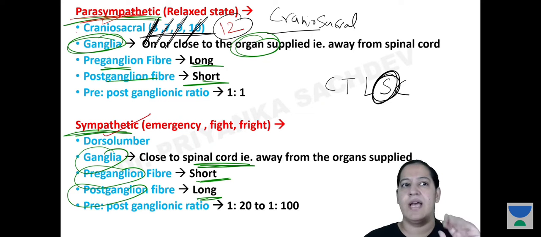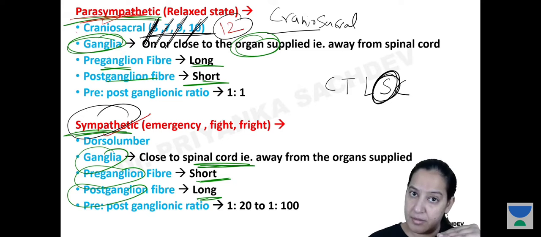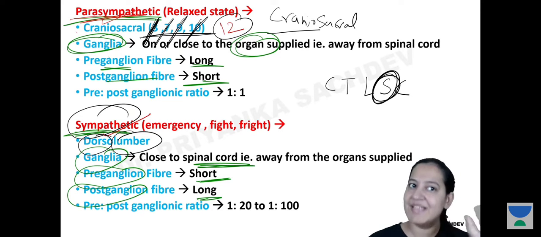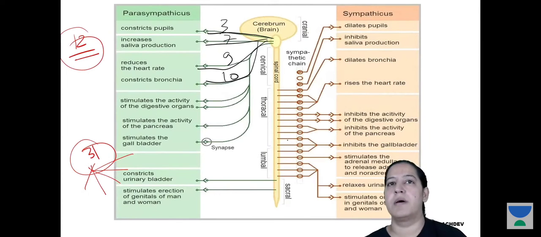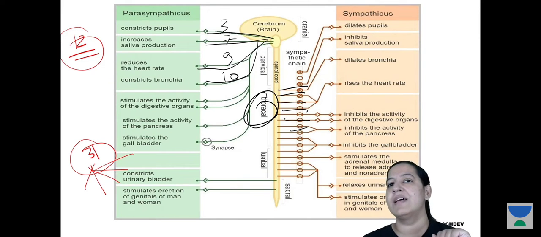It is craniosacral. If we talk about parasympathetic, none of the 12 cranial nerves is sympathetic. From the spinal nerves, only the thoracic and lumbar nerves are sympathetic. That's why it is known as dorsolumbar or thoracolumbar. You can see here, all the nerves are arising from the thoracic region and lumbar region. That's why it is known as thoracolumbar.